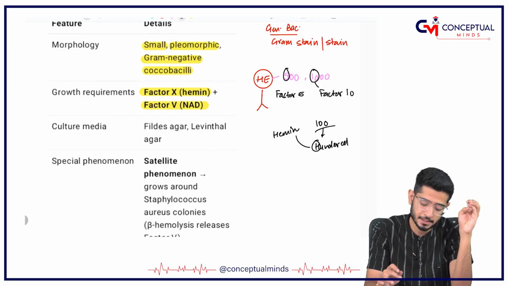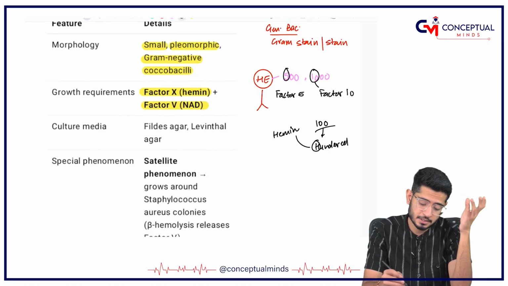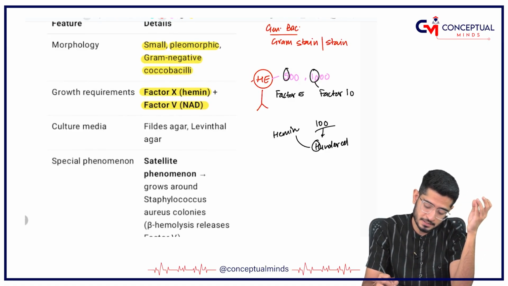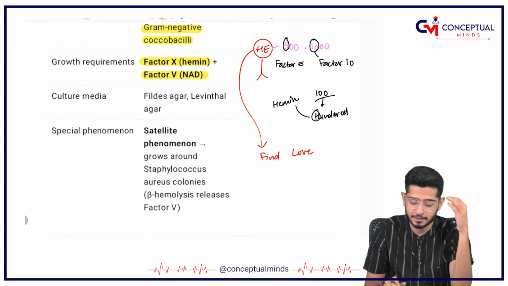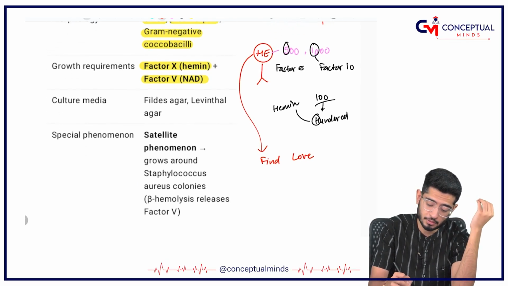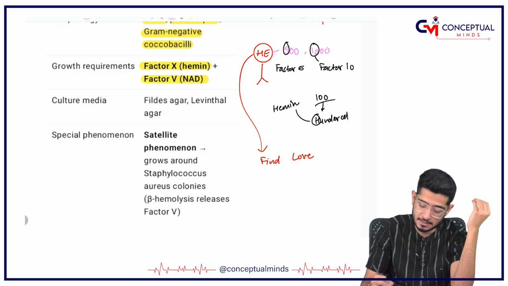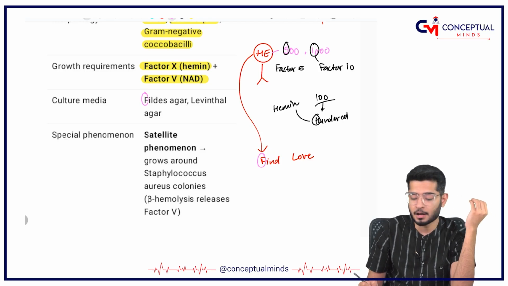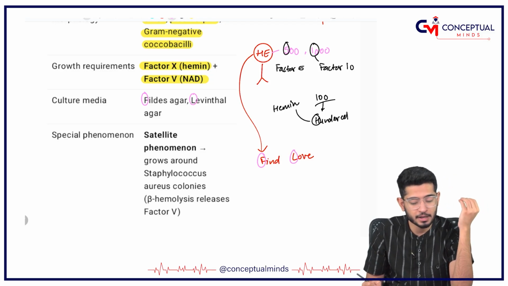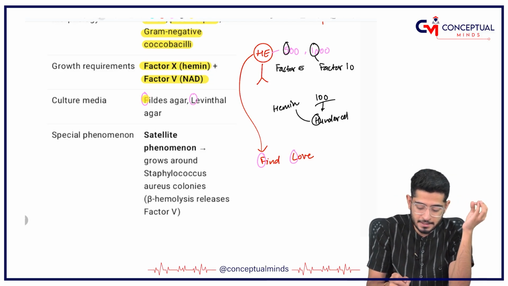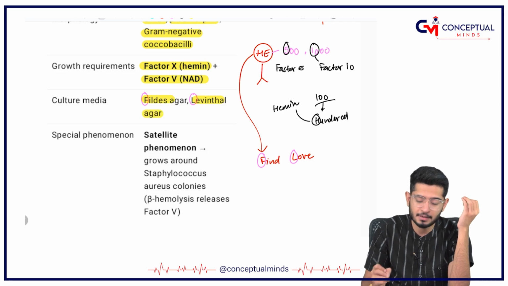What is the culture media? All the he's find the love. Find means F for Fildes agar and L for Levinthal agar. So F for Fildes agar, L for Levinthal agar.